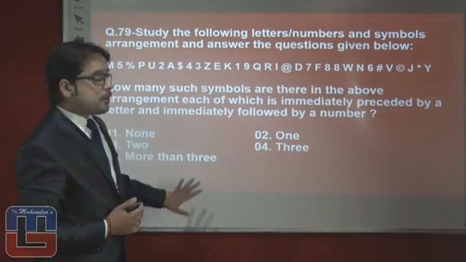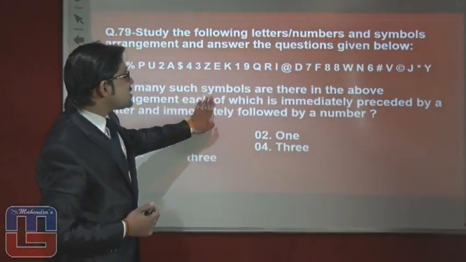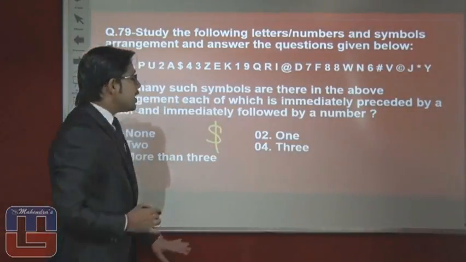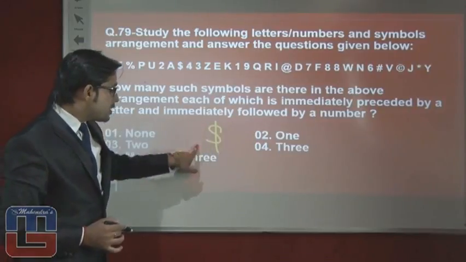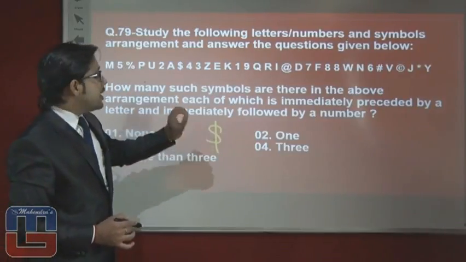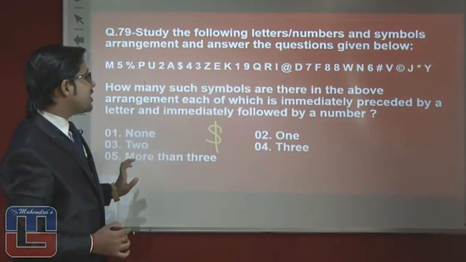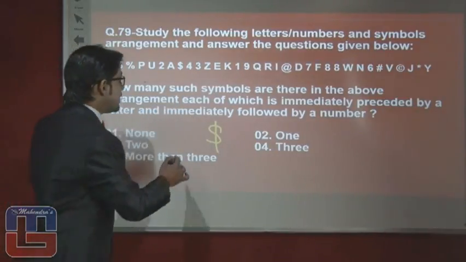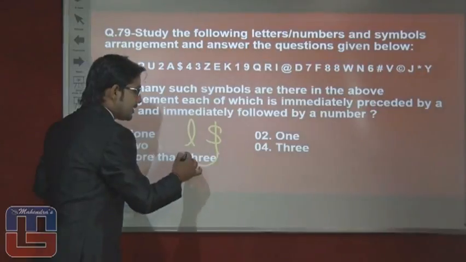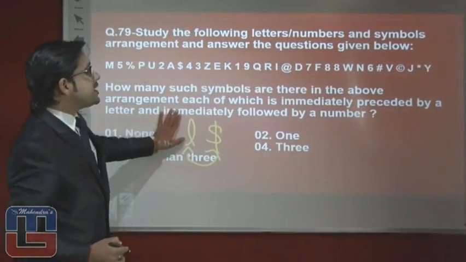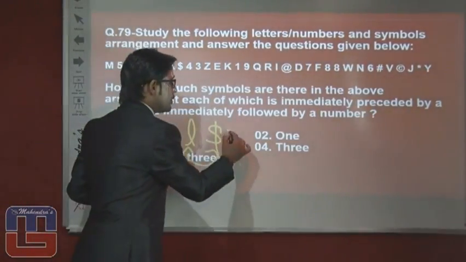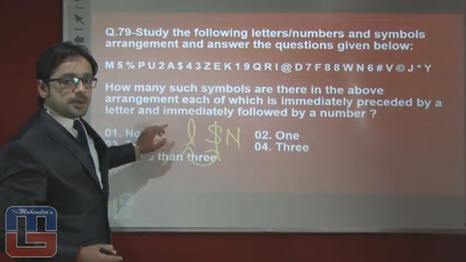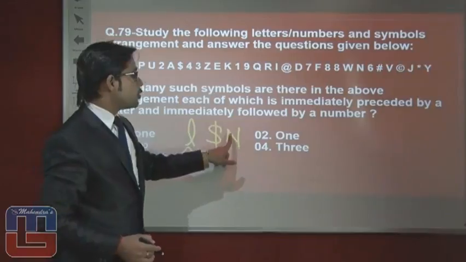In this question, examiner wants to know how many such symbols are there. We have written the symbol from this key point. How many symbols are there in the word arrangement, each of which is immediately preceded by a letter and immediately followed by a number. Number should be there. First symbol just immediately preceded by a letter and immediately followed by a number.